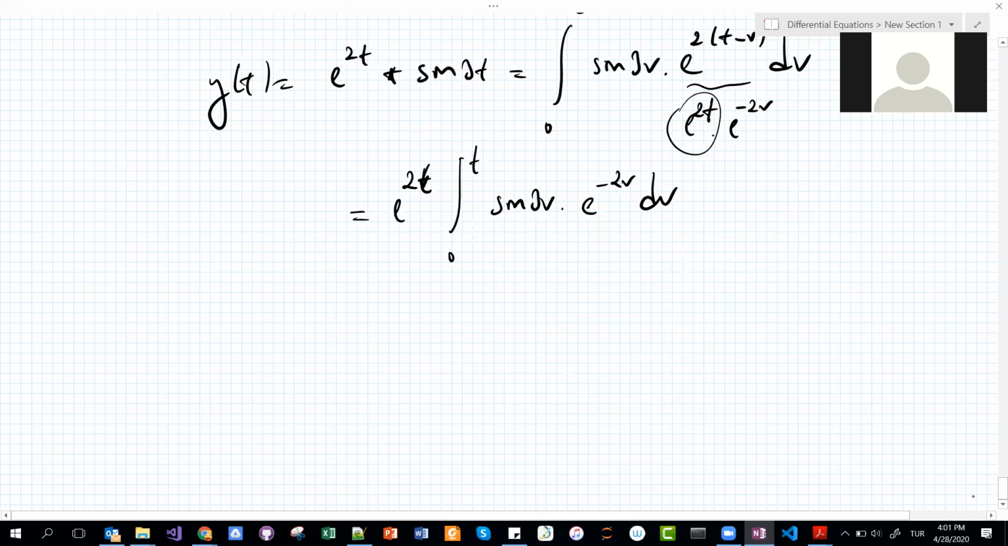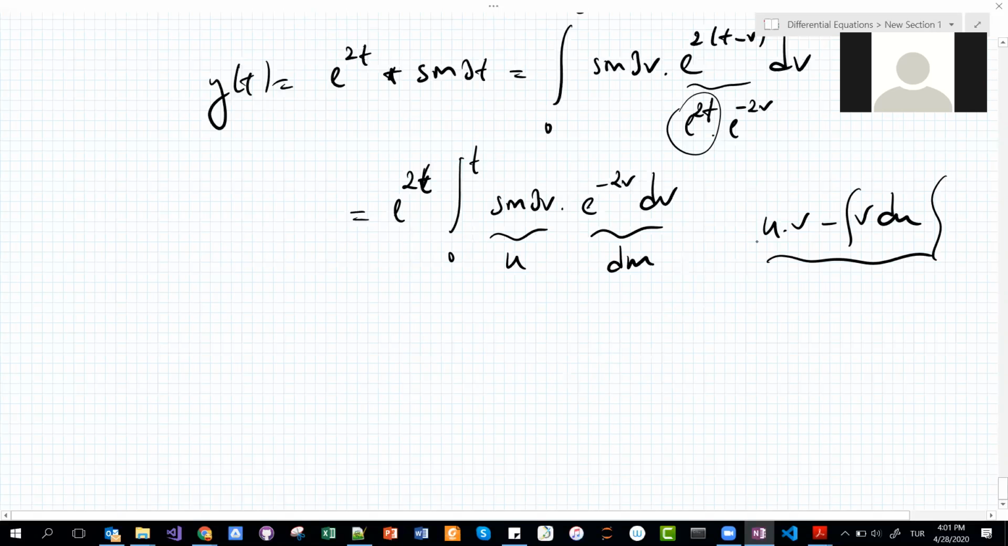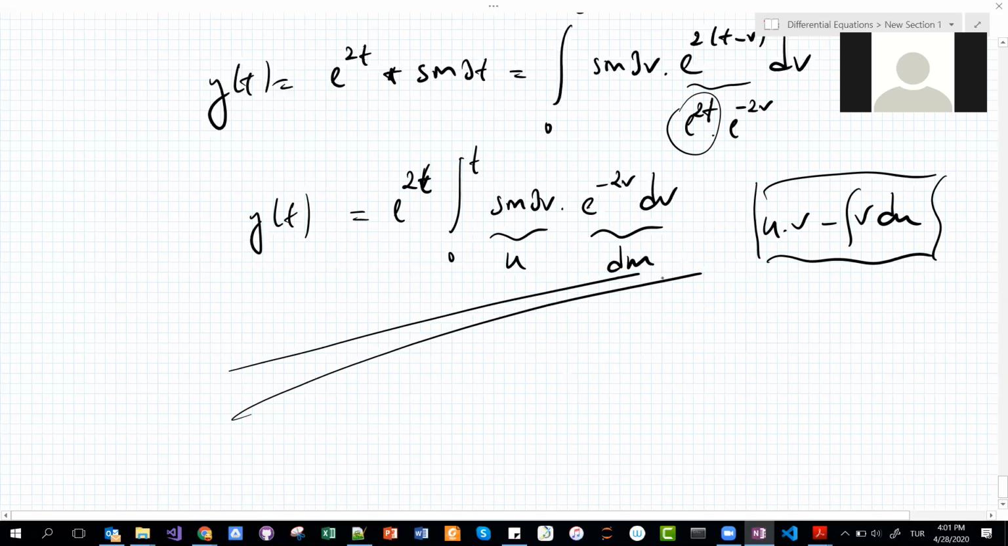So this integral, you need to use what? You need to use integration by parts. You just need to use u and dv, and then the formula u times v minus the integral of v du, to take care of this integral. But I will not do that. I'm going to leave this integral to you. So this is going to be my solution to this problem. Are you all right?